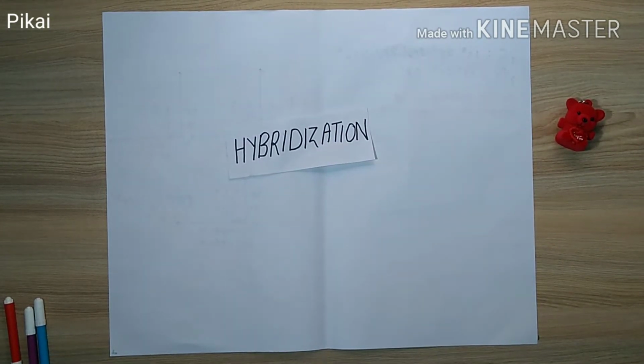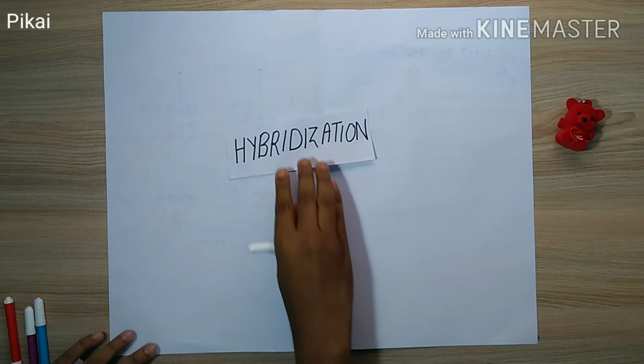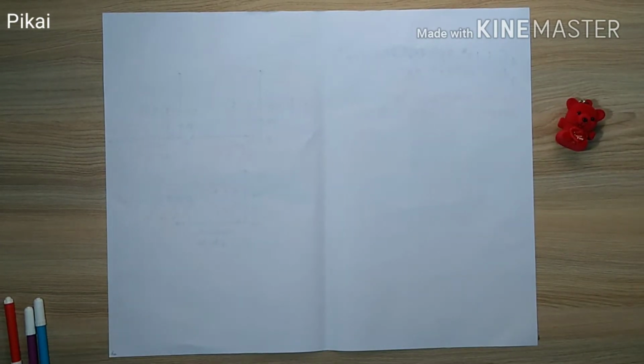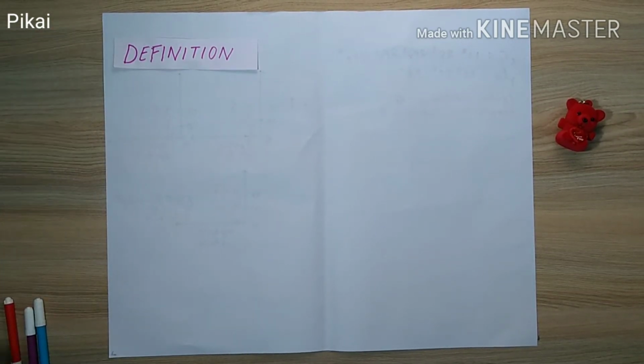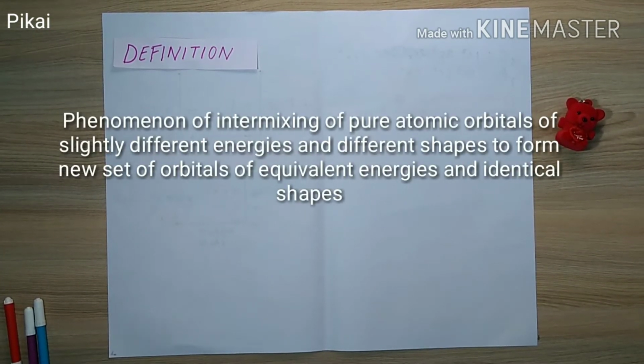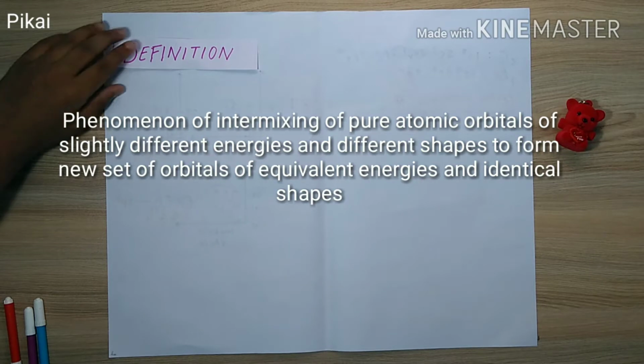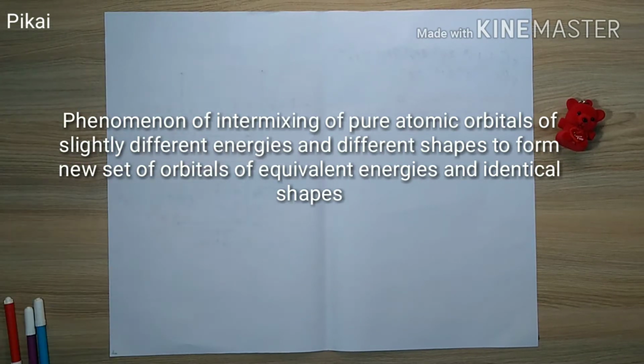So hello, today we are going to discuss hybridization. This phenomenon of intermixing of pure atomic orbitals of slightly different energies and different shapes to form a new set of orbitals of equivalent energies and identical shape. So this was the definition of hybridization.